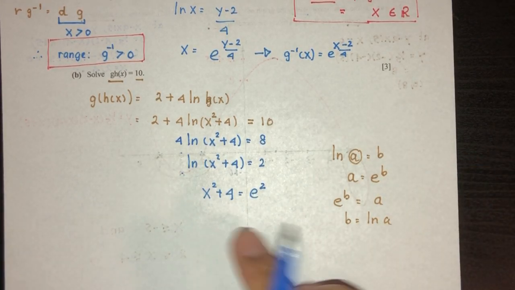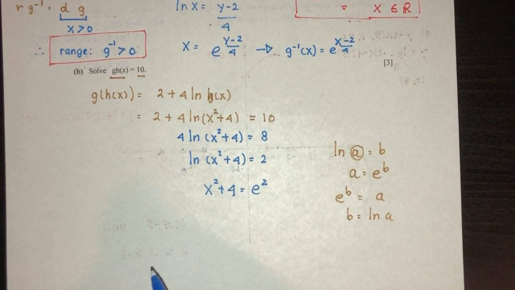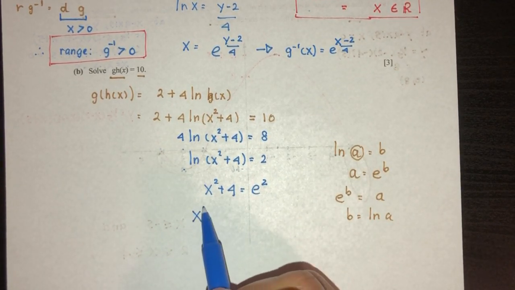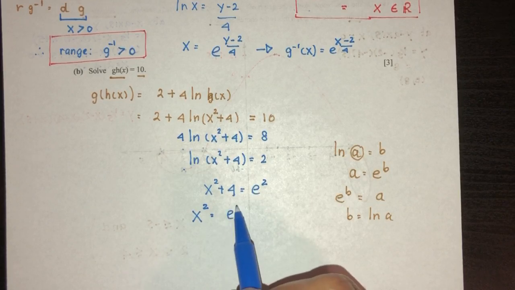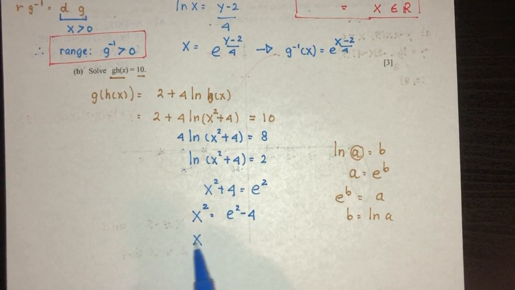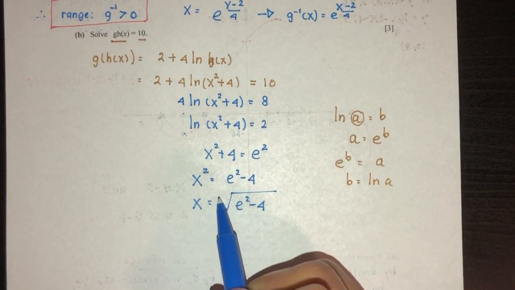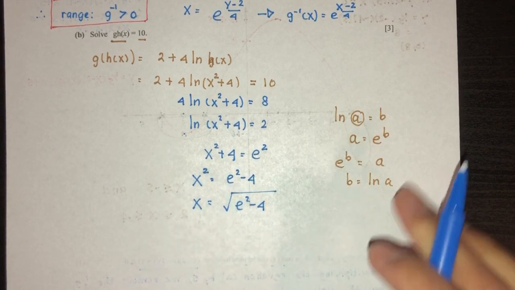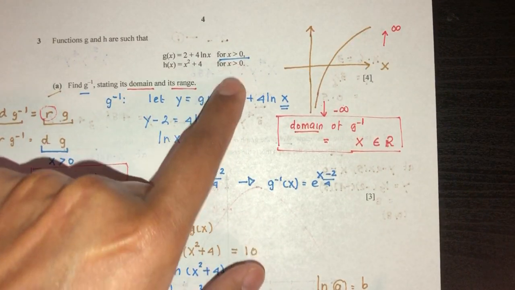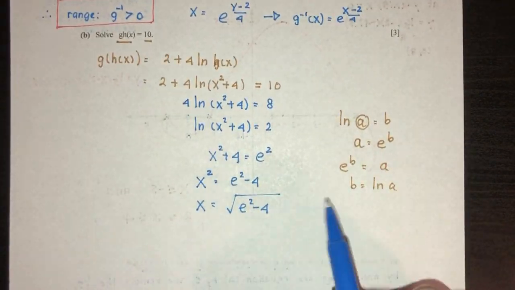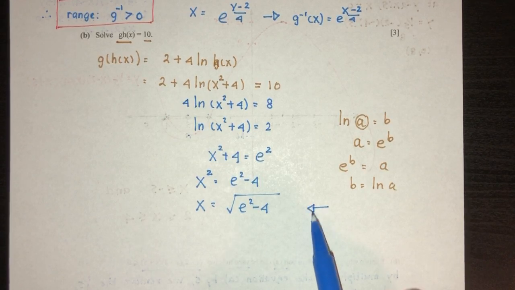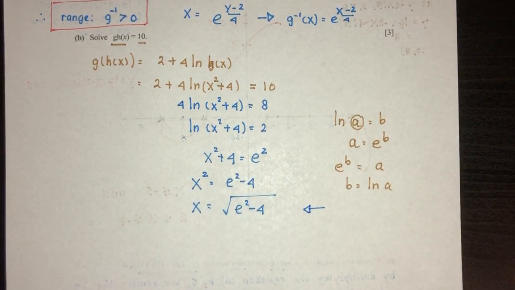Okay, coming back to the question now. Right now we have to make x the subject of the formula. So that will be e squared minus 4. x has to be the root of e squared minus 4. Now, of course, you would say we have plus minus. But since, as you can see here, it has to be positive values, we can only take the positive value of x. That is your question part B.